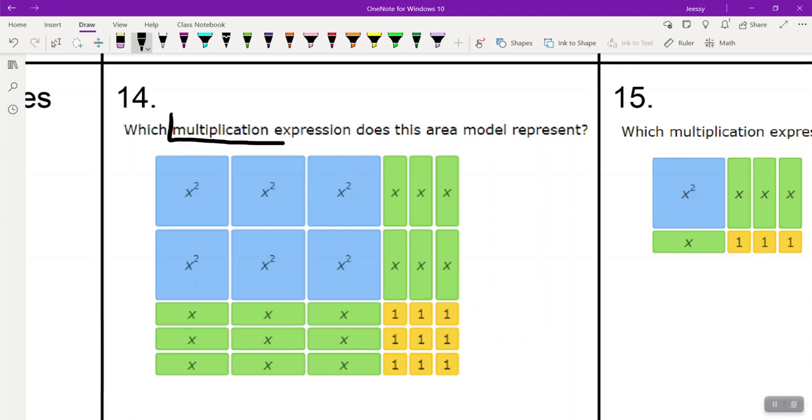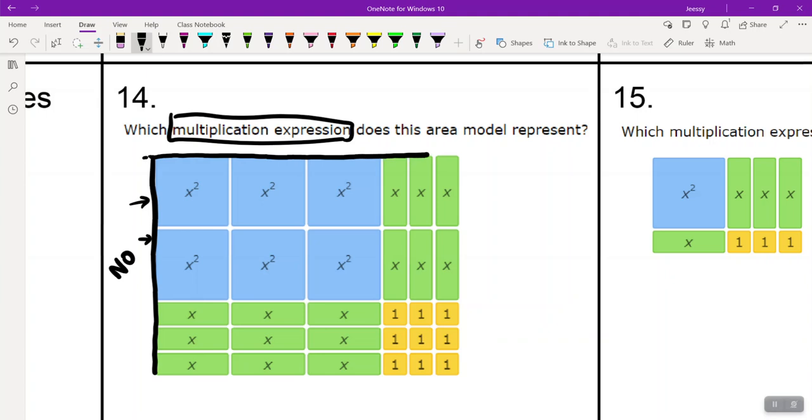Write a multiplication expression that this area model represents. So what you have to multiply by to get all of these tiles is what it's asking. All right, you see this one right here, this side of this rectangle? We're not going to use this one. Why? Because it's got blue tiles. Okay? You see this top portion right here of the rectangle? We're not going to use it. Why? Because it's got blue tiles. All right, but you see this side right here? Do you see any blue tiles? So we're going to use this one, right?